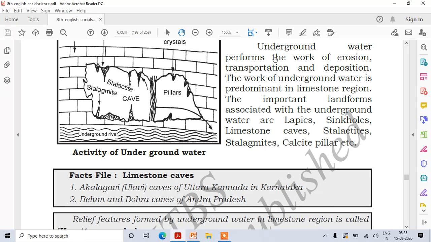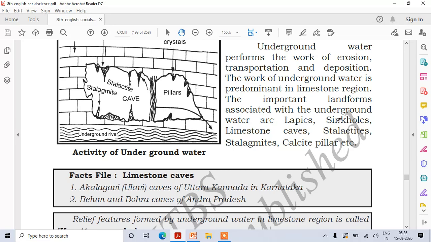Underground water performs the work of erosion, transportation and deposition. Now, this underground water, like glacier, will also perform all three things: erosion, transportation and deposition. The work of underground water is prominent in limestone regions. In the limestone region, where we get sedimentary rocks, the underground water will work very nicely.